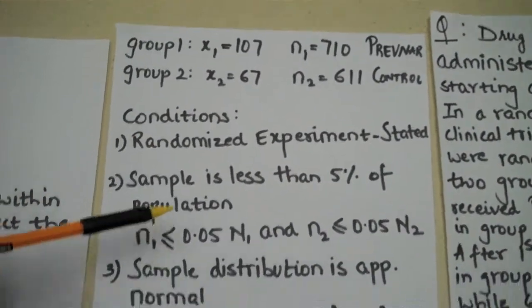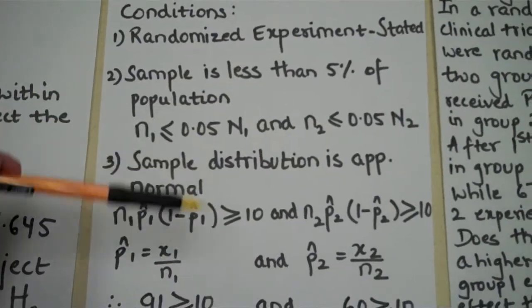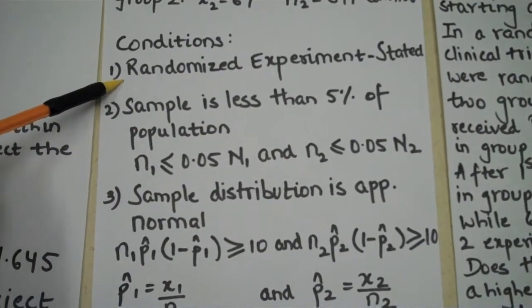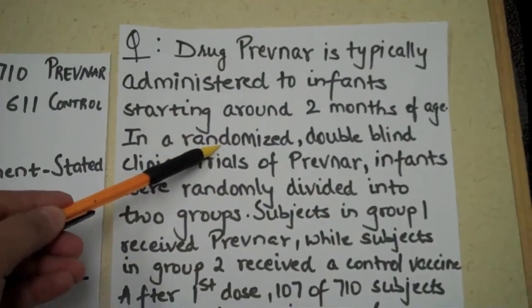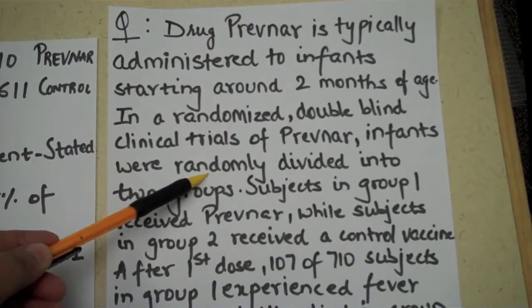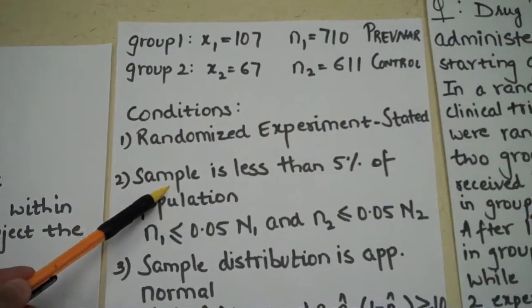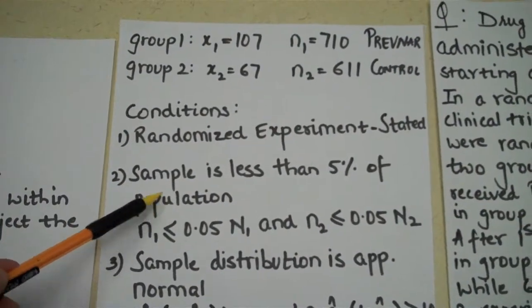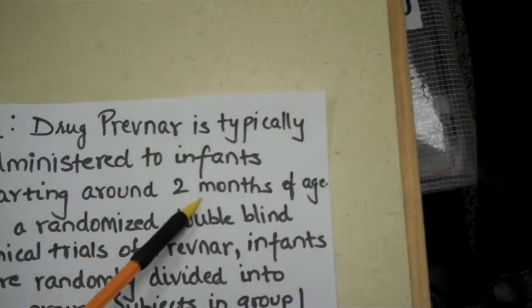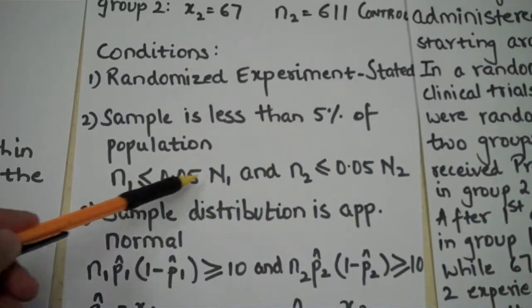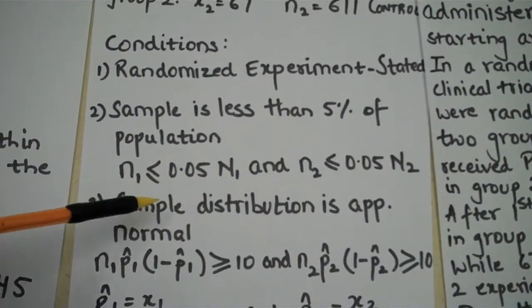We have to satisfy some conditions before we can do hypothesis testing. One, it has to be a randomized experiment, which is stated in the problem that it is a randomized experiment and the infants were randomly divided. Second, the sample size has to be less than 5% of the population. Over here, we are considering all infants about 2 months old as a population, so our sample size is definitely less than 5%. And we also have a formula here that we can use to calculate.